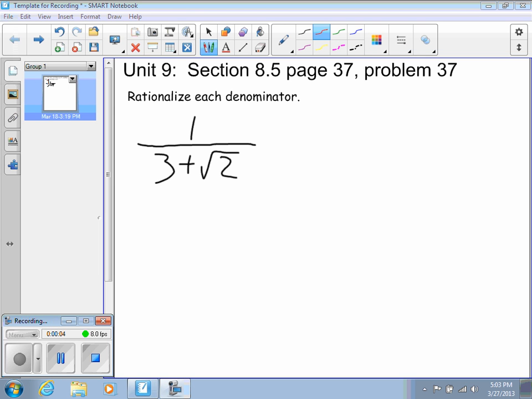As we saw in the previous video, when we multiply by the conjugate of a binomial with a radical in it, and the conjugate being a fancy name for the other factor in a difference of two squares, the radicals go away. So we're going to multiply the bottom of this fraction by its conjugate, which would be 3 minus the square root of 2. So let's try this now. We're going to multiply top and bottom by 3 minus the square root of 2.